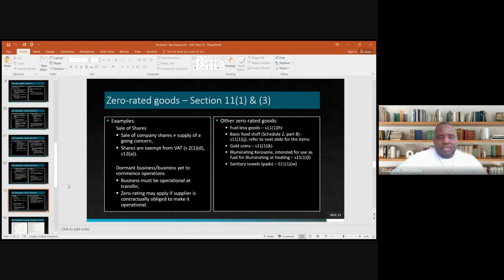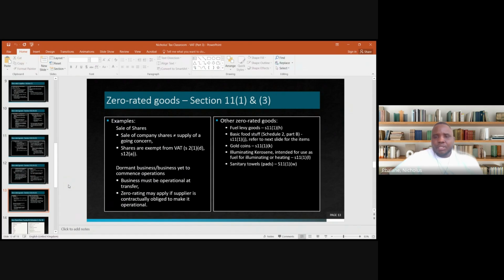But it can be zero rated if the supplier is contractually obligated to make it operational, right? So if the supplier, who is the seller, is contracted or obligated contractually to make it operational first, then you can apply zero rating, because obviously at the time of transfer, or at the first day where the buyer will operate this business, it would constitute an income, any activity. All right.